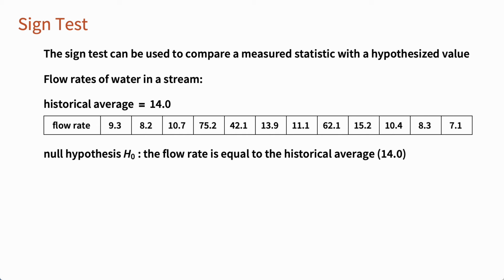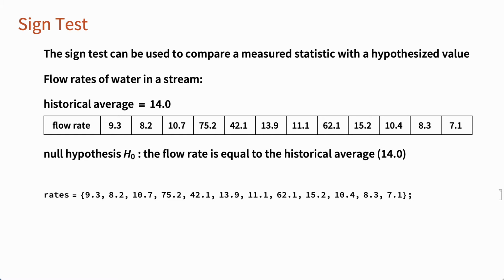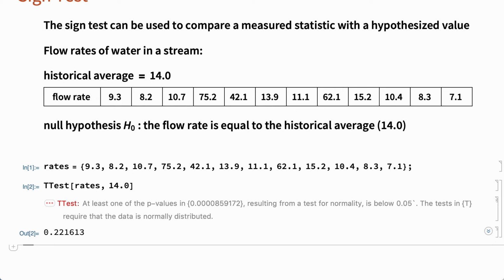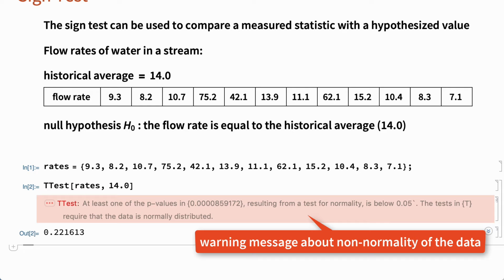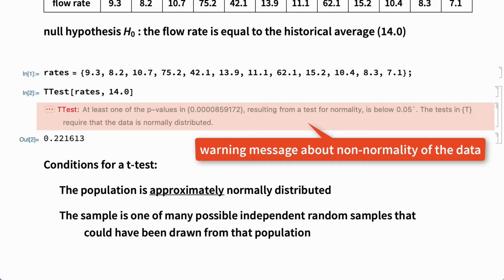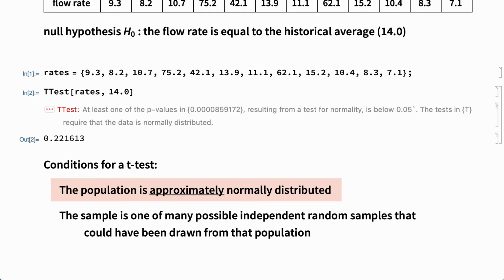The null hypothesis is that the flow rate is equal to the historical average of 14.0. This input enters the flow rates shown in the table, and this uses the t-test function to do the t-test and get a p-value, but the calculation also gives a warning message about possible non-normality of the data. Validity of the t-test depends on various conditions, one of which is that the population from which the sample is drawn is at least approximately normally distributed.